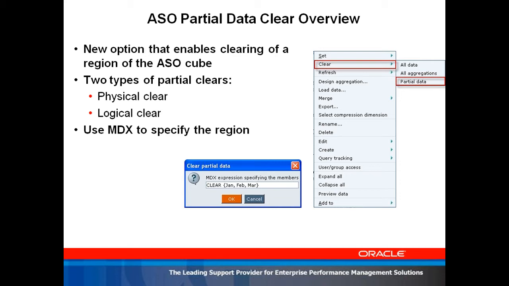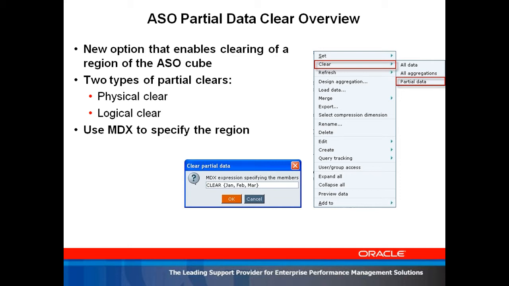Partial data clear is a new option that enables you to clear a specifically defined region of the ASO cube. So, for example, if you want to clear the budget data for the last 3 months, you can do so by running a script and writing the MDX syntax, as you see here, like clear January, February, March, where you define the region to clear.